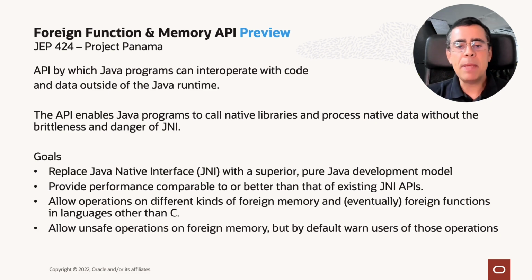The goal of these APIs is to eventually replace the existing Java Native Interface with something that is better in terms of lower complexity, superior or equivalent performance, and to grant access to foreign functions written in other languages besides C. This last part is not yet there in the preview. These APIs won't lock developers out of unsafe operations, but they will be better at warning them when they're doing something potentially unsafe.